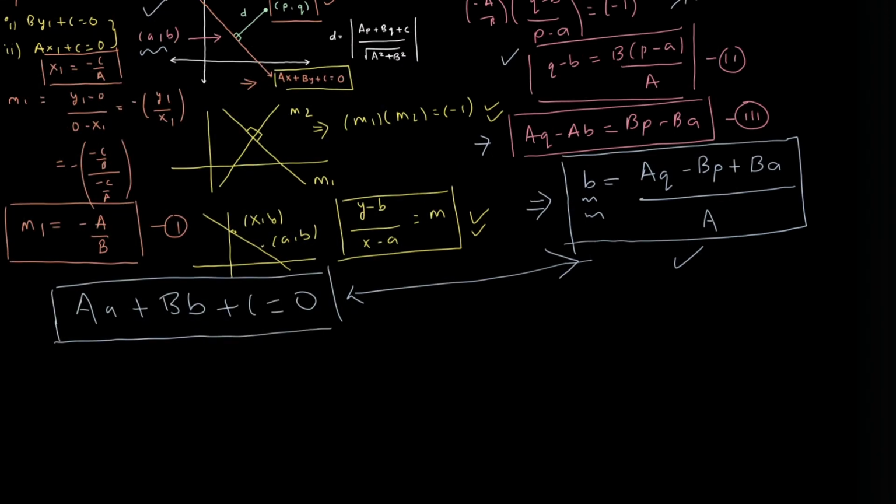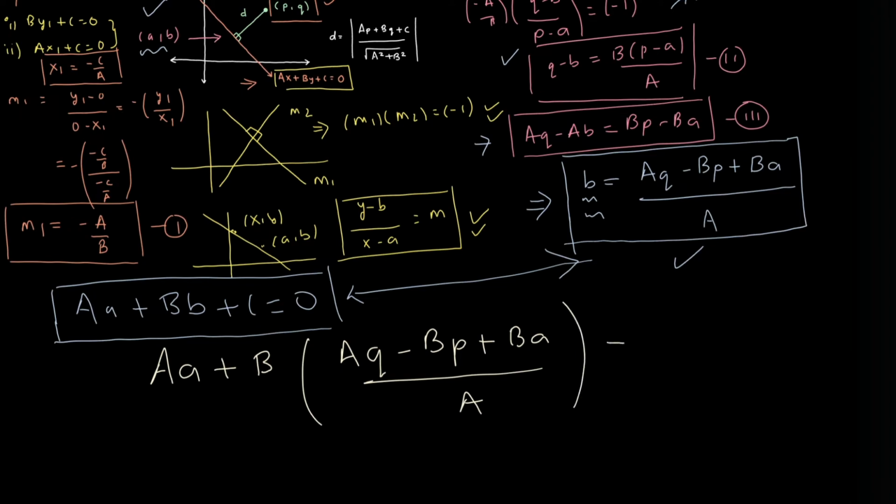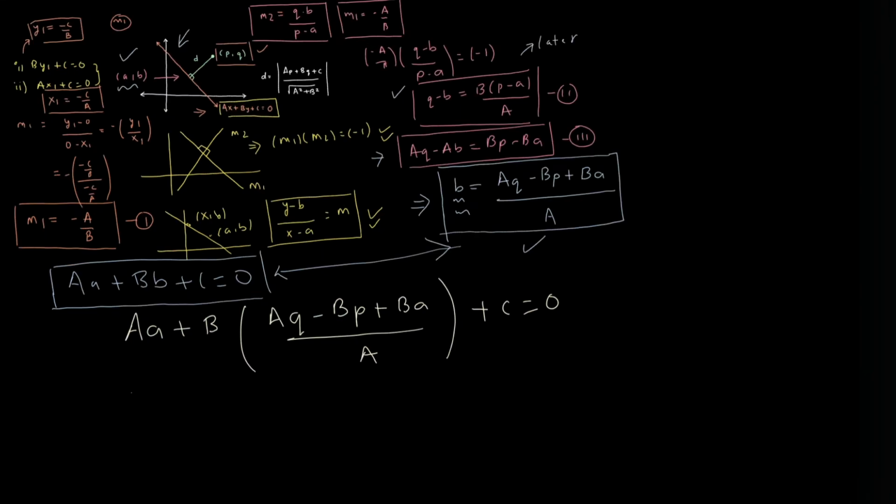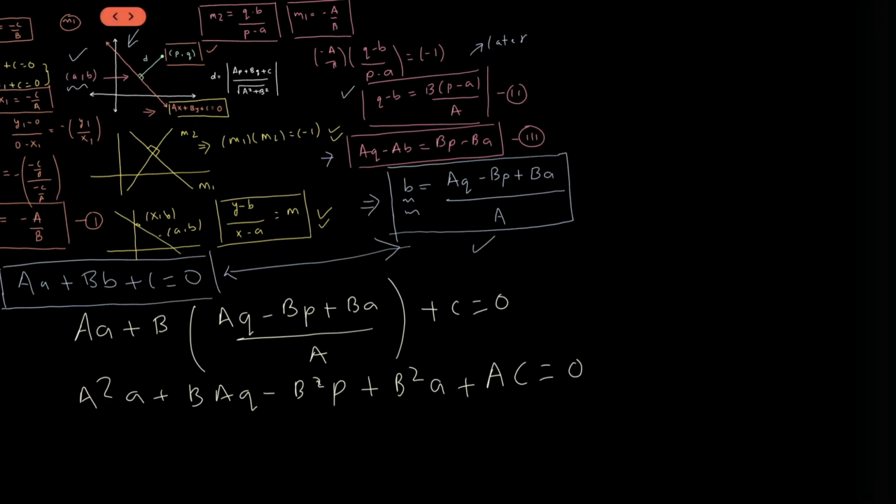Therefore the new equation that we have just obtained will turn out to be capital A small a plus capital B multiplied with (a times q minus b times p plus b times a) divided by a, the bracket closed, plus c equals 0. Now if I solve this equation, I will get a square a plus b a q minus b square p plus b square a plus ac equals 0. Now using this equation, I can get the value of small a in terms of the variables that were already given in the question.